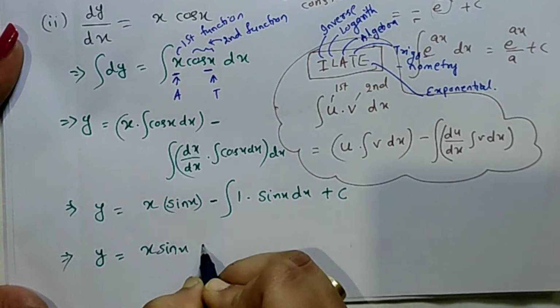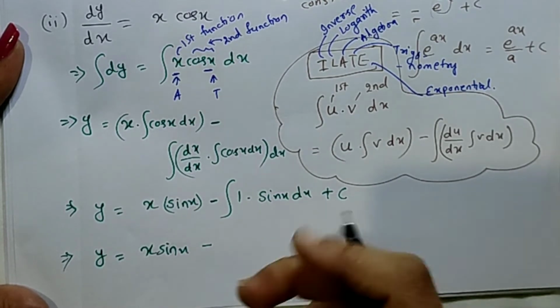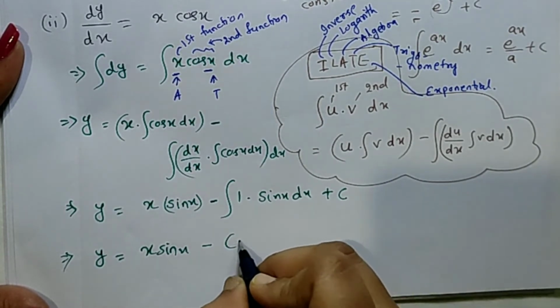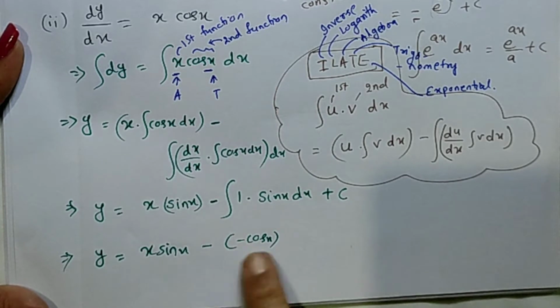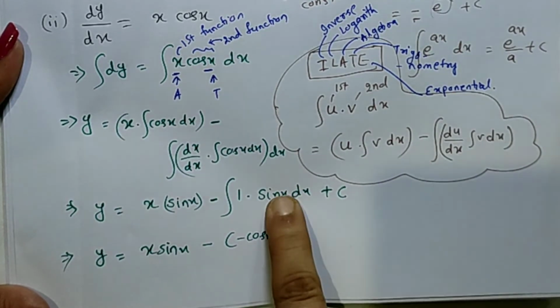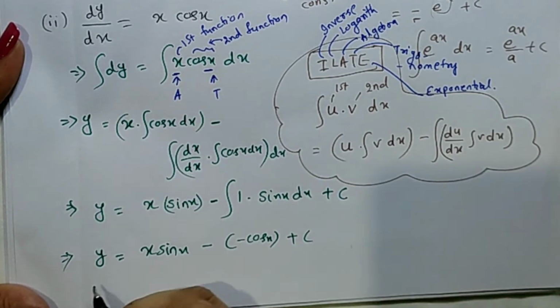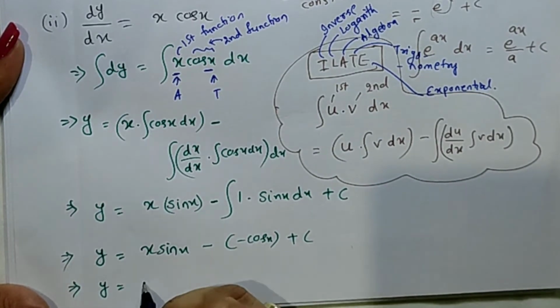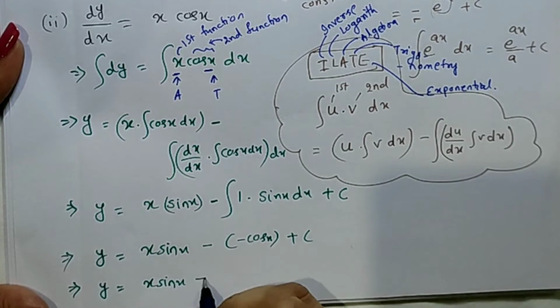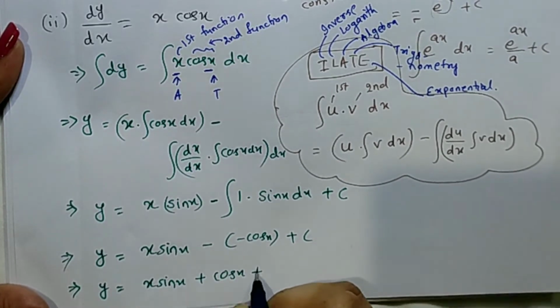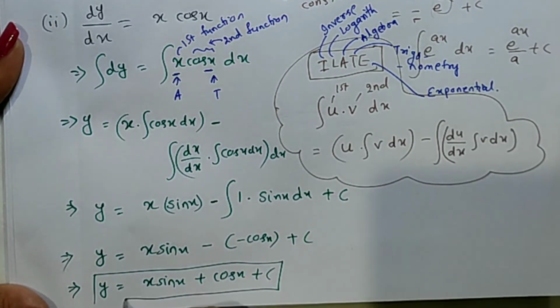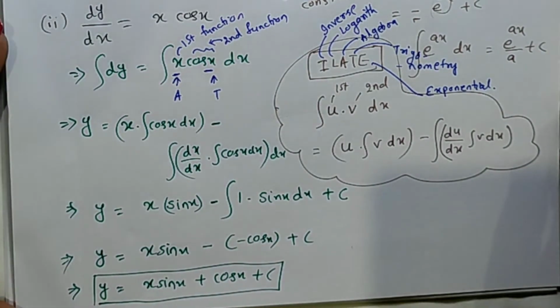x sin x minus integration of sin x will be minus cos x. Okay, cos x derivative is minus sin x, so sin x integration is minus cos x. This is the antiderivative. Plus c. Implies that y is equal to x sin x plus cos x plus c. This is our general solution. Okay, clear?